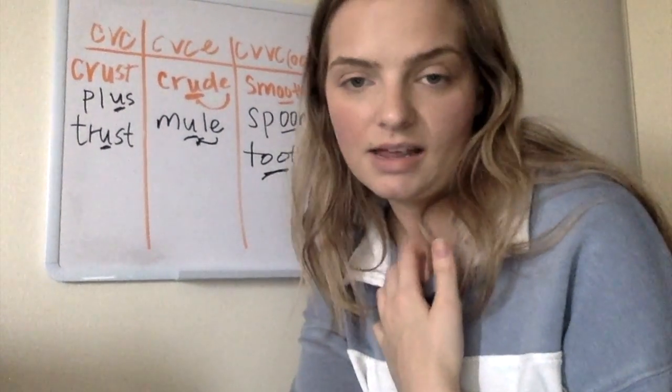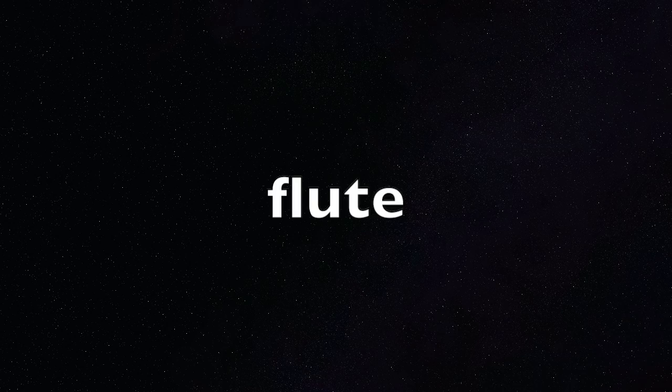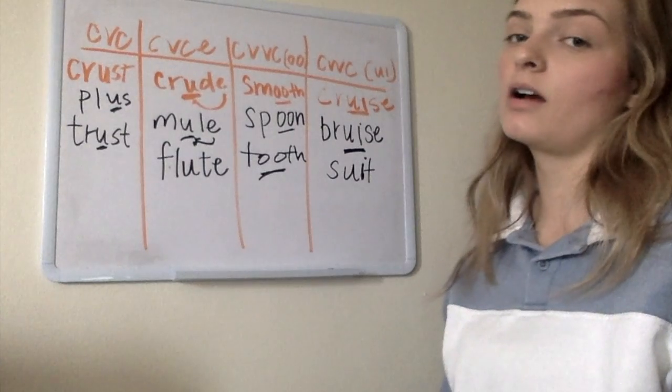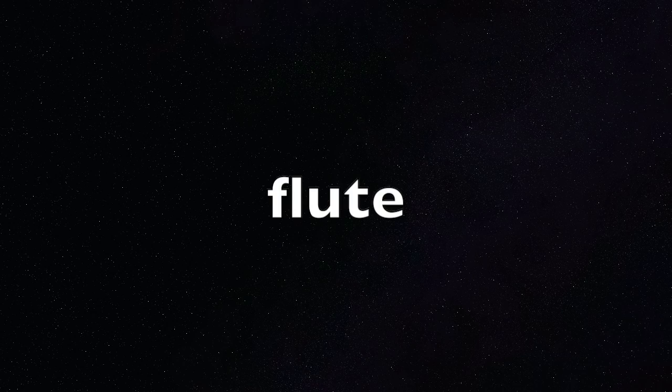Our next word and final word is flute. Nice job. It does go under our CVCe spelling pattern column. We notice that the E at the end tells the U to say its name, so we hear that ooh sound in flute.